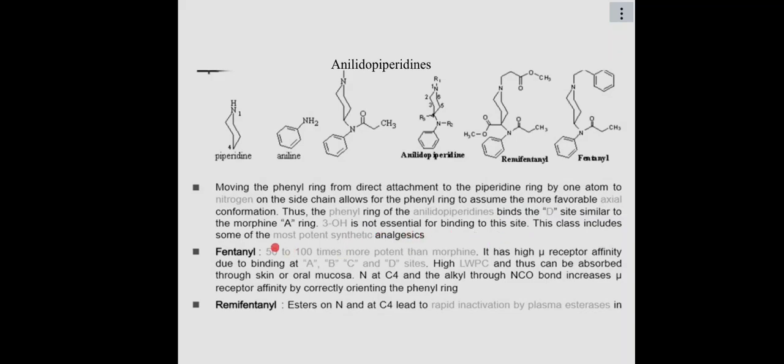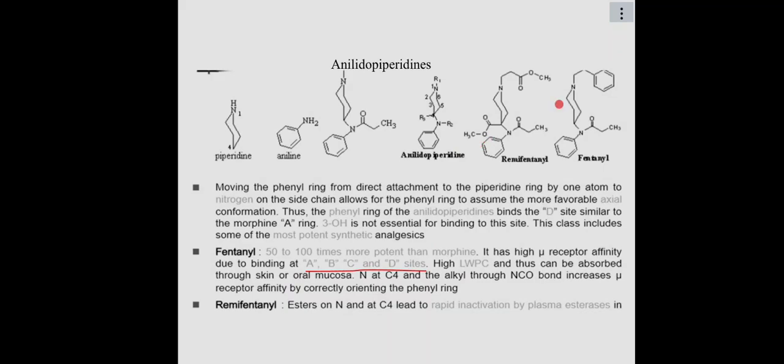This class includes some of the most potent synthetic analgesics. And no wonder we use them in theater. Fentanyl is 50 to 100 times more potent than morphine. It has mu receptor affinity due to binding. It is able to bind to A, B, C, and D sites.